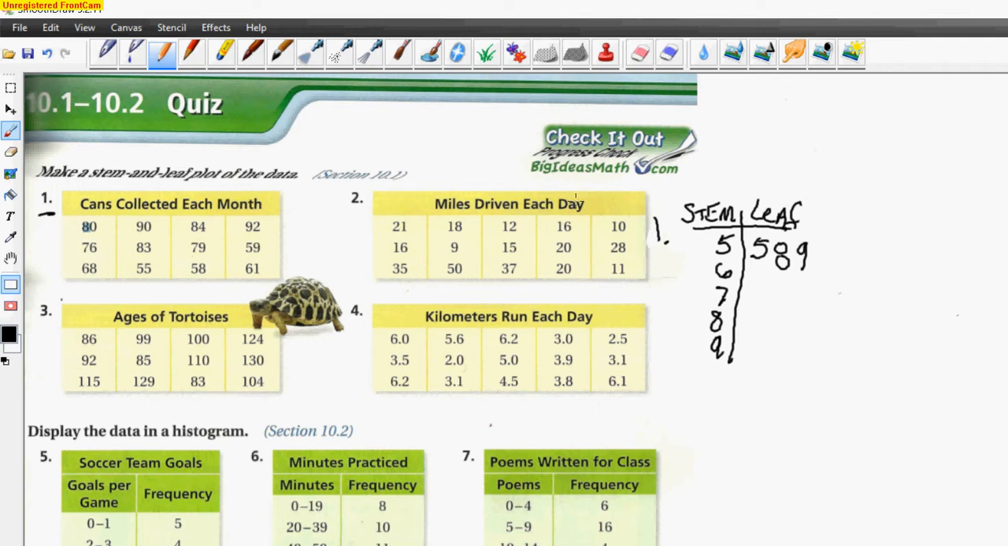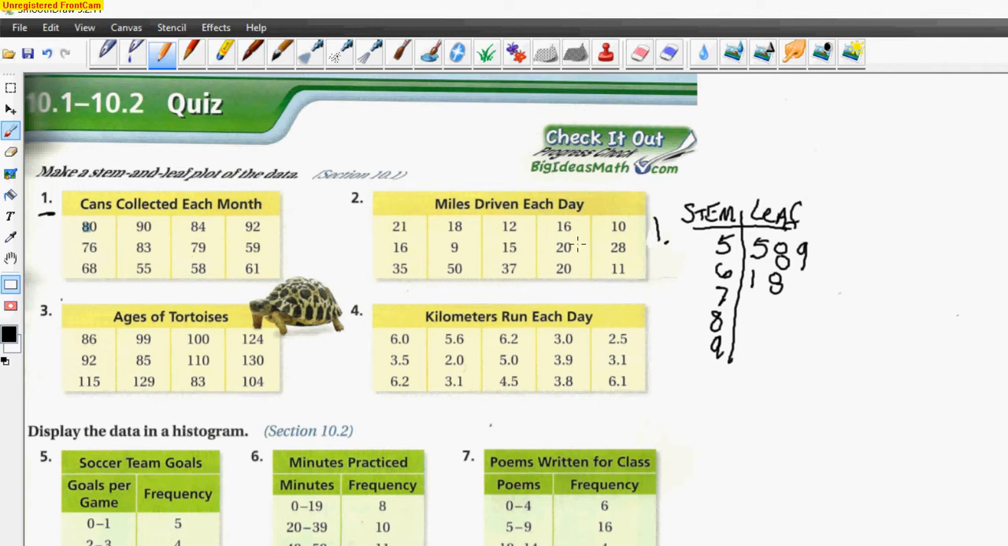Remember, this is the tens and this is the ones. The leaf is the ones section. The stem is the actual tens section. Now, let's go to 60. What's the lowest that we have as far as the 60s? If someone said 61, you are correct. And then the next one, of course, is the 8, which is now 68.